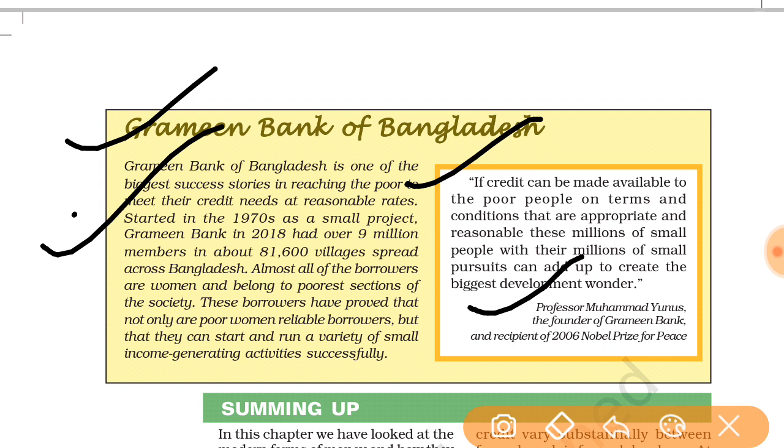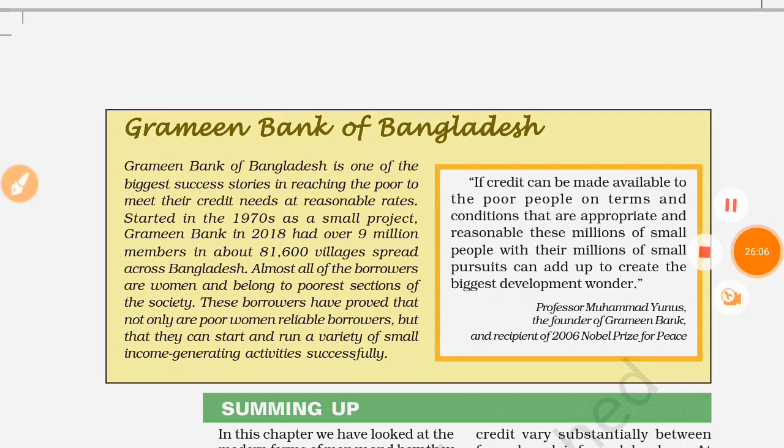So students, I hope you understand, and this is all about the variety of credit arrangements and credit sources in India, means formal and informal. And again we have discussed the self-help group, which is known as a helping hand for women. So I hope you understand. In the next video we will discuss the next chapter. Thank you.